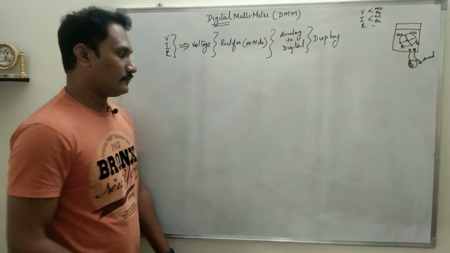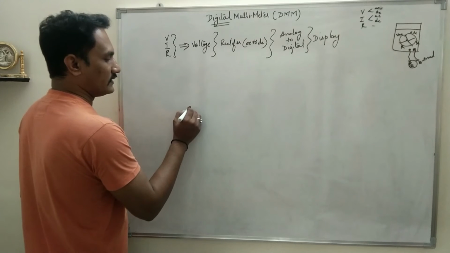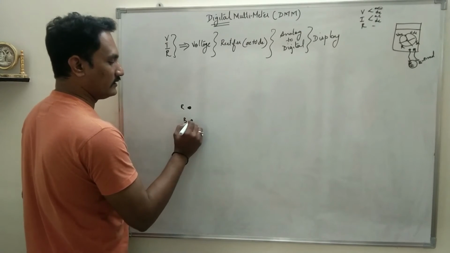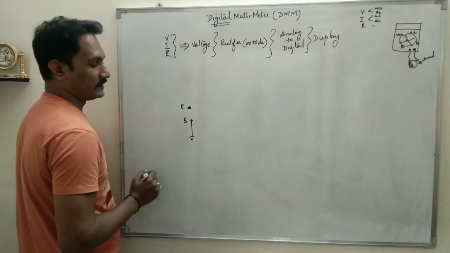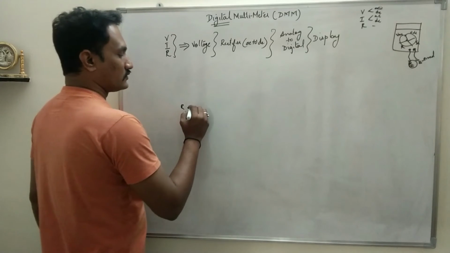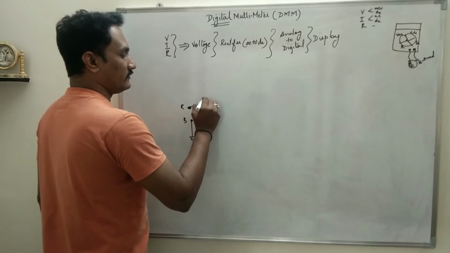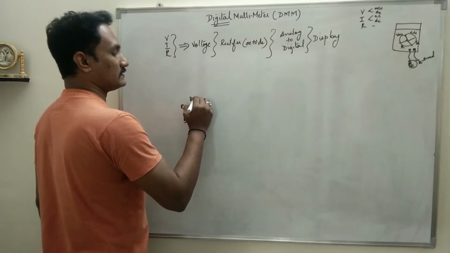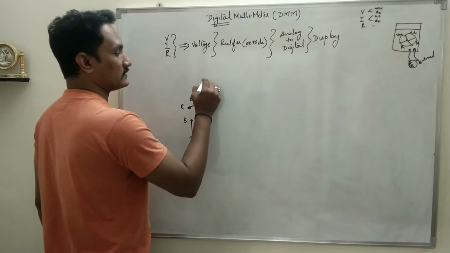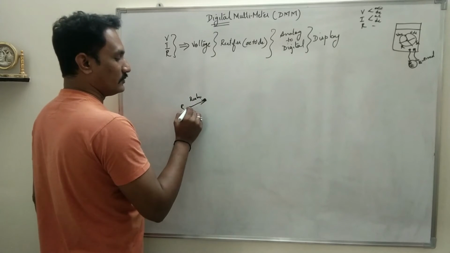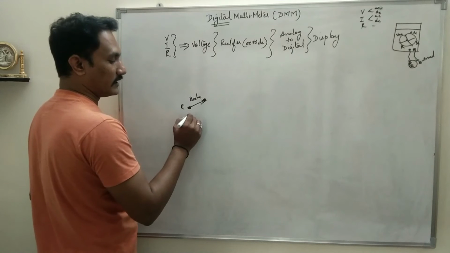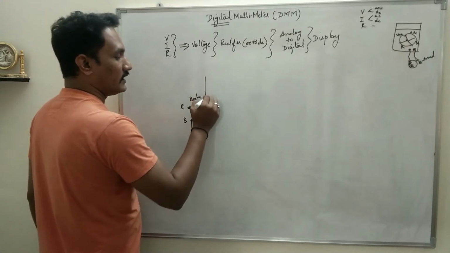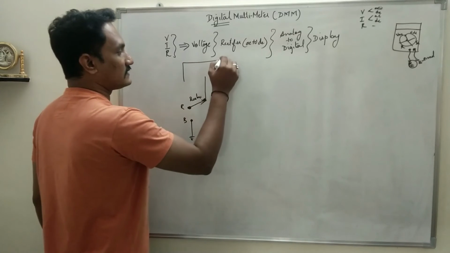Okay, so this is the red probe, this is the black one, which will be connected to ground. Okay, so say the first thing we are measuring is resistance. Of course the unknown resistance will be connected between the red and the black probe.